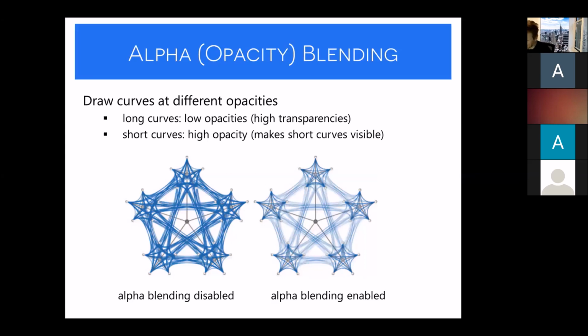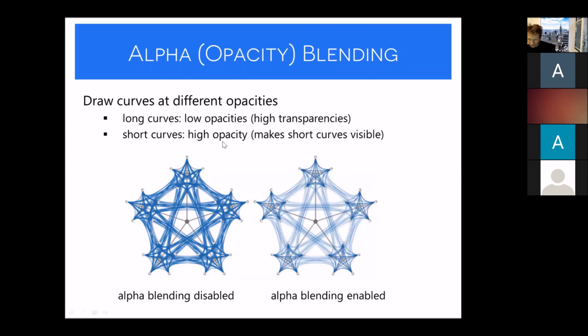So another technique that I want to talk about is opacity blending. This is kind of hard to see where things are really coming from, right? Because everything has sort of the same opacity and thickness. It's hard to really see which are the local edges and which are the edges that come from another cluster of nodes, right?